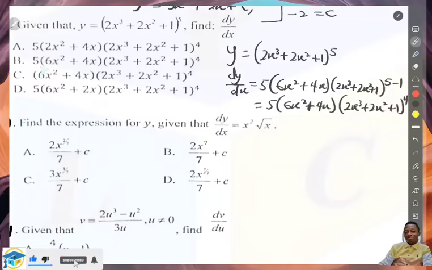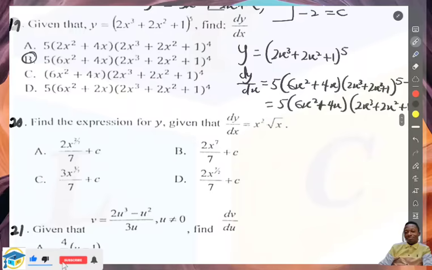So C is out. Let's start from A. Here we have 5, but it should be 6x squared, not 2. So A is also out. When we come to B, we have 5, 6x squared, we have 4x, and we have here 2x cubed plus 2x squared plus 1. Let's check that of D part 2. In D part 2, we have 5, 6x squared, but it's 2. So you see that if you don't take care, you might choose a wrong answer. So we are going for option B, which is 5 into bracket 6x squared plus 4x into bracket 2x cubed plus 2x squared plus 1 to the power 4. That should be option B. So let's take note of that.